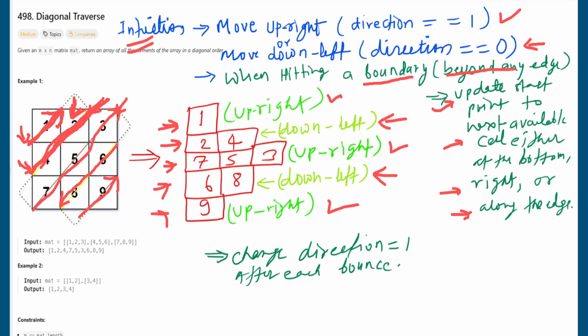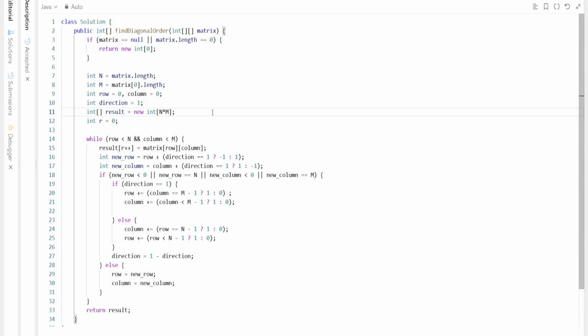So in this case, the upward, downward, right, we can say. So for each cell we have to check, we have to point to the next available cell. The next available cell is either at the bottom, right, or along the edge. So when we change the direction, let's say 1 after each bounce, we have to do that. I hope you understand, right? So let's understand how to implement it.